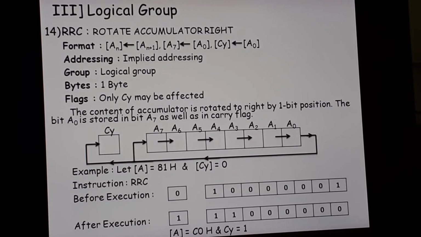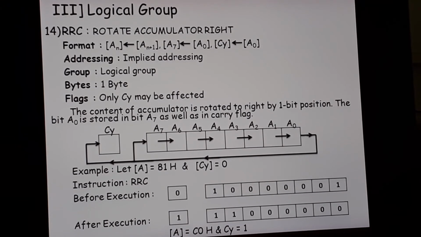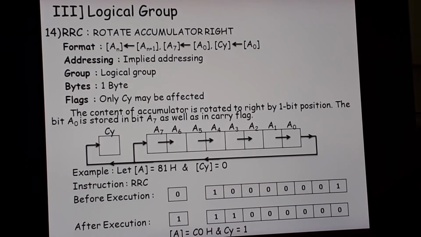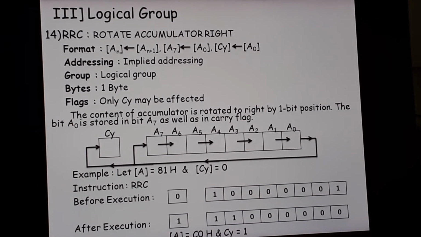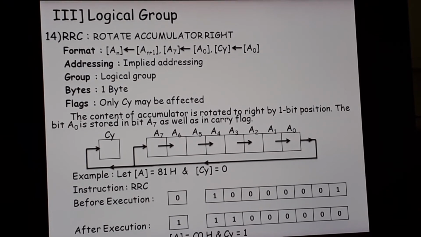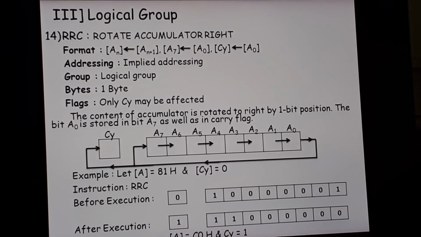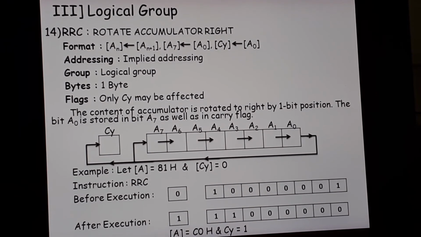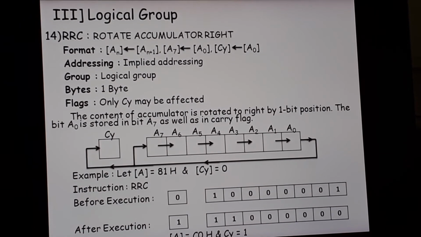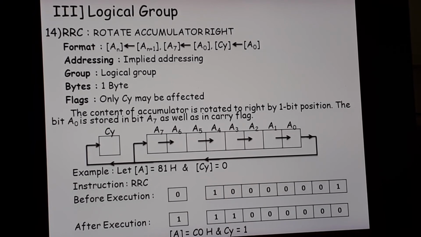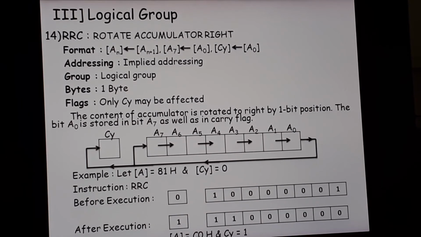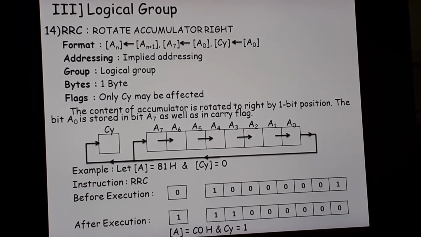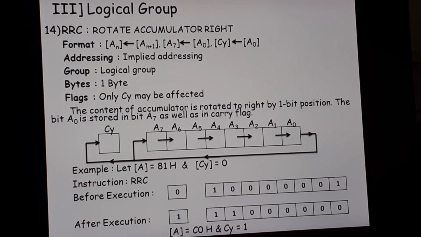Addressing mode will be the same, that is implied or implicit addressing mode. Group is logical group, bytes is 1 byte, and the flag that may get affected is only carry. The explanation is: the content of the accumulator is rotated to the right hand side by 1 bit position. Then from the format you will write that bit A0 is stored in A7 as well as in the carry flag. And then you will draw the box which I have shown, with arrows showing how the bits will be shifting. That box is very important, you need to show it.